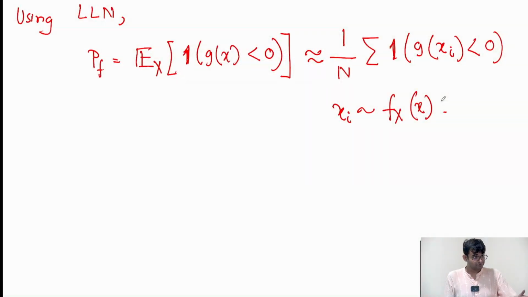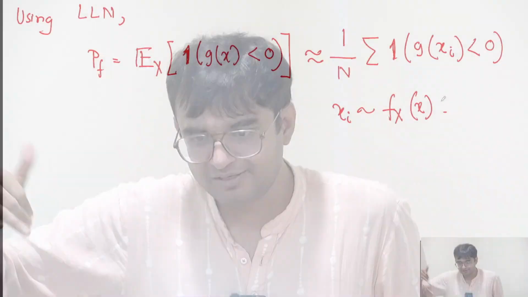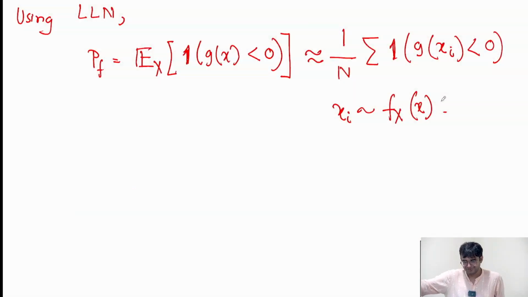Let us forget about 1 by n for now. So there is a summation over i, and what will that summation give you? The number of failure points. Because failure will be 1, success will be 0. So how many times you have failed, that will be counted. Because what will happen is that i will be added n number of times. Out of those n times, only when g is less than 0, that is failure, it will give 1. Other times it will give 0. So the summation will be the number of failure points.